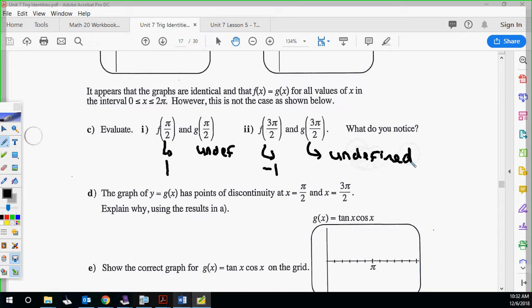Okay, so essentially, there are holes there, and we have to be able to notice that. So the graph of g of x has points of discontinuity. That goes back to the points we talked about. So there are open holes there. And the cool thing is we know where those are at. Like we know that at pi over 2, we expected it to be at 1.